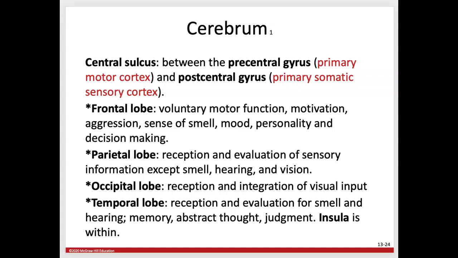Parietal lobe, reception and evaluation of sensory information, except for smell, hearing, and vision. The occipital lobe is the reception point and integration of visual input. And the temporal lobe is the reception and evaluation location for smell and hearing, as well as memory, abstract thought, judgment.